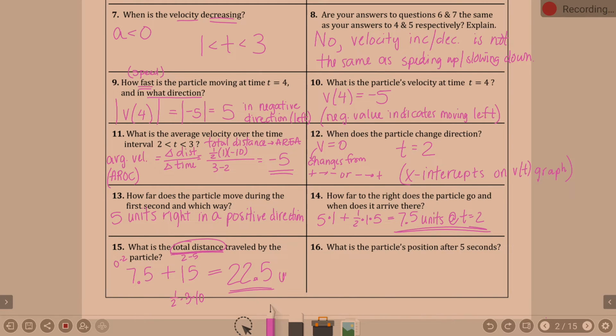22.5. Okay. What is the particle's position after 5 seconds? Undefined. We don't know. Yeah, we do. Start at 0. What did it do from 0 to 2? 7.5. What did it do from 2 to 5? Oh, wait. It went left 15. 7.5 minus 15 is negative 7.5. Or if we take off that negative, this is 7.5 units to the left.